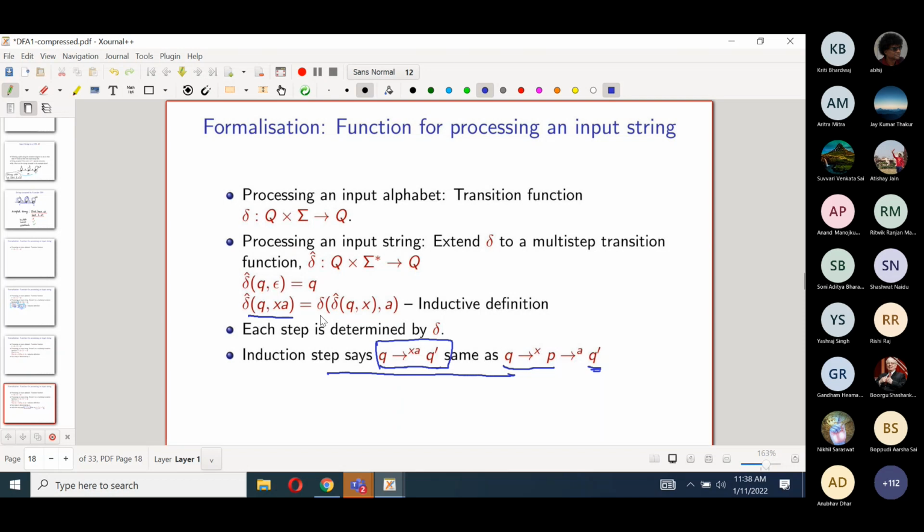Delta hat QXA is delta of delta hat QX, comma A.